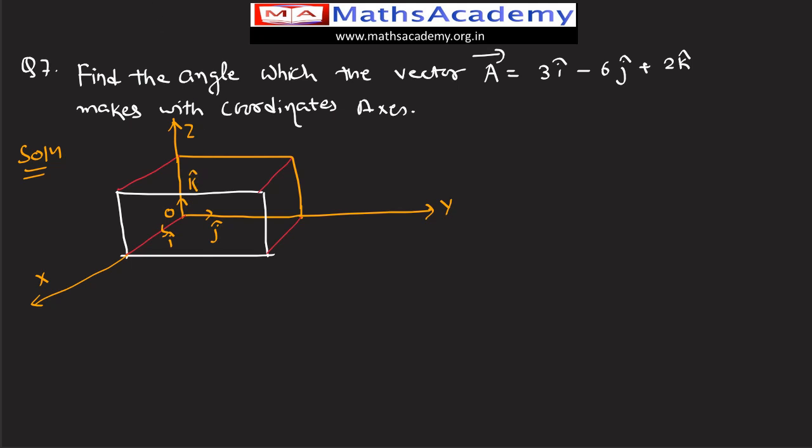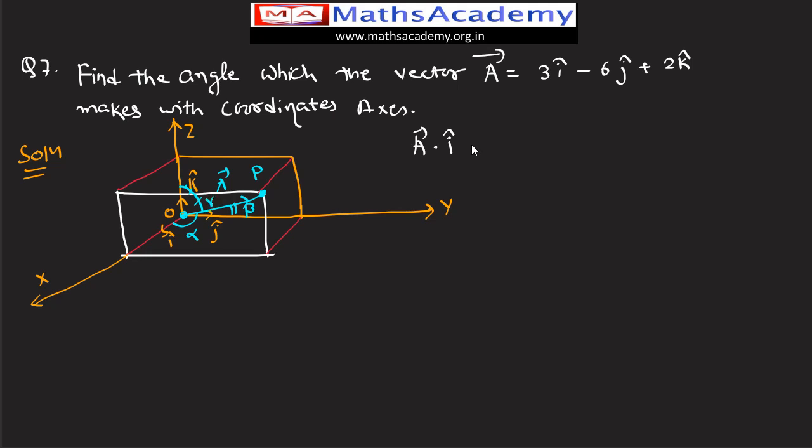Now I am going to calculate the angle between i cap and the given vector. So I am taking a vector dot i cap, and suppose my vector is this one, vector OP, which I denote by a. Suppose OP makes angle alpha with the x-axis, beta with the y-axis and gamma with the z-axis.